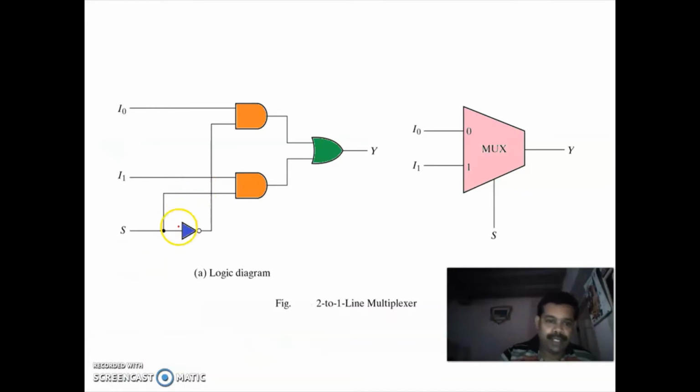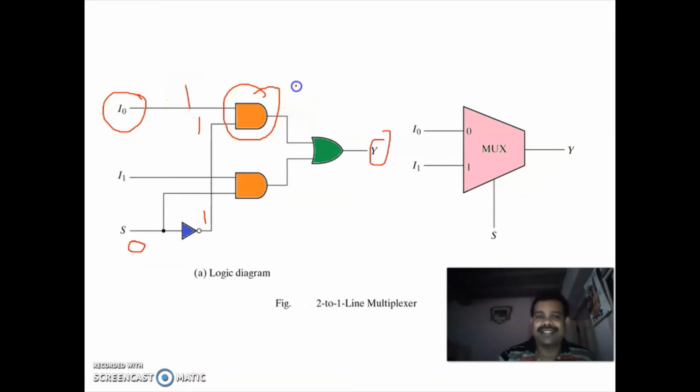Now when you are giving S is equal to 0, this AND gate will be enabled, and the input you are giving in I naught will be coming to the output. How? If you are giving 0 here, the output of this NOT gate is 1. So here one of the inputs of this AND gate is 1. So if you are giving I is equal to 1, the output of your AND gate is 1, and it will be coming as the output.